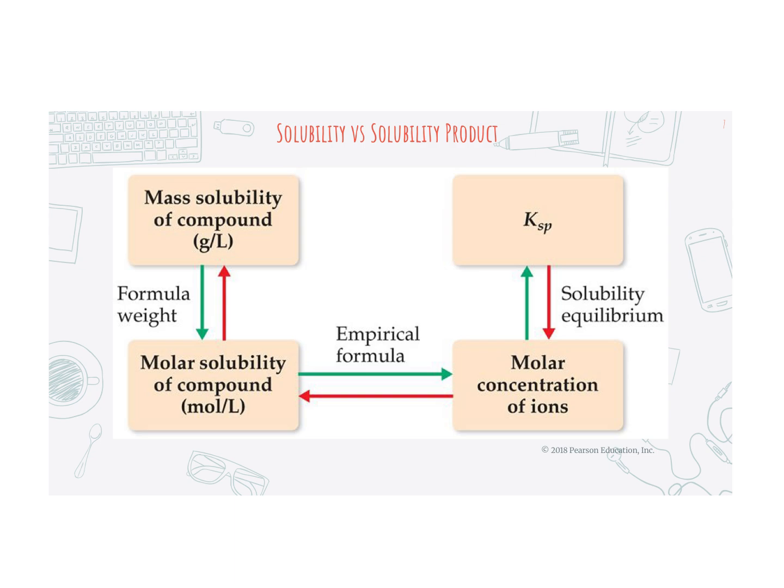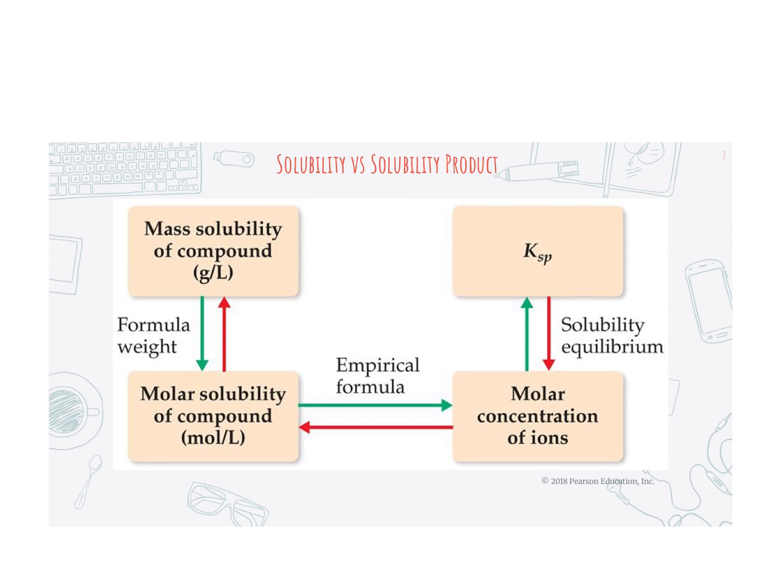And here's just kind of a helpful flow chart to help you out with things. If you're given the mass solubility of a compound, how soluble it is in grams per liter, using the formula weight, you can convert this to molar solubility in moles per liter. Then using the empirical formula, you can get the molar concentration of ions. And so if you have, for example, the concentration of Ba2+, that's the molar concentration of ions. And then using that with your expression for KSP, you can calculate your KSP. And you can go in the opposite direction. So from KSP, I can get the concentration of ions. Using the empirical formula, I can find the solubility of the compound in terms of the moles.